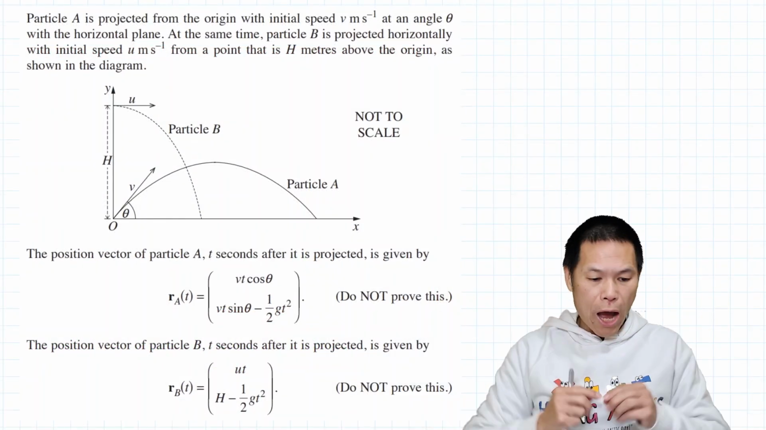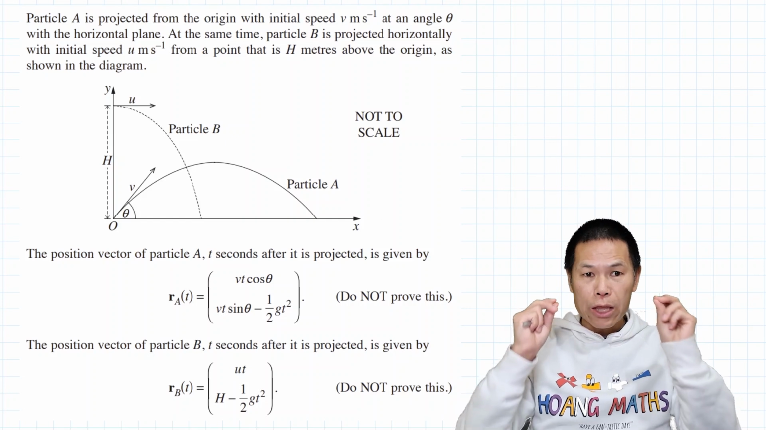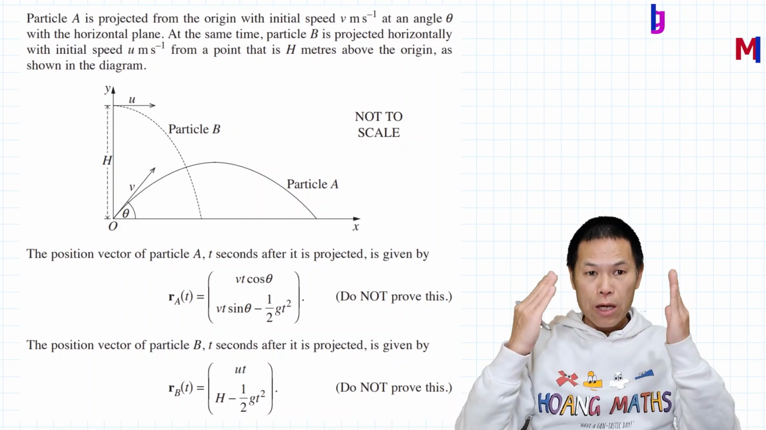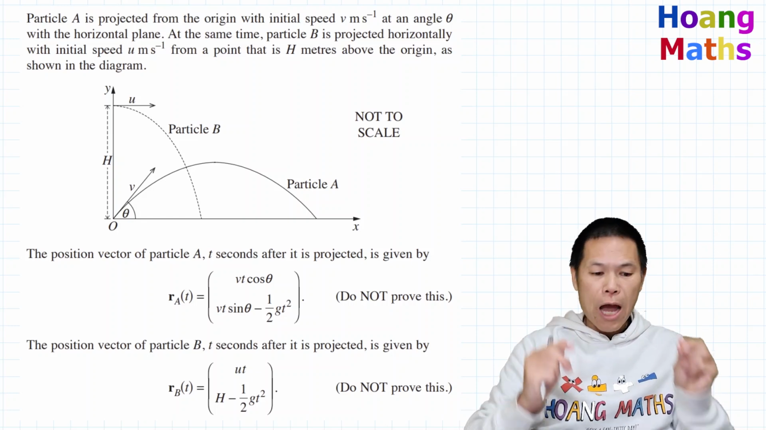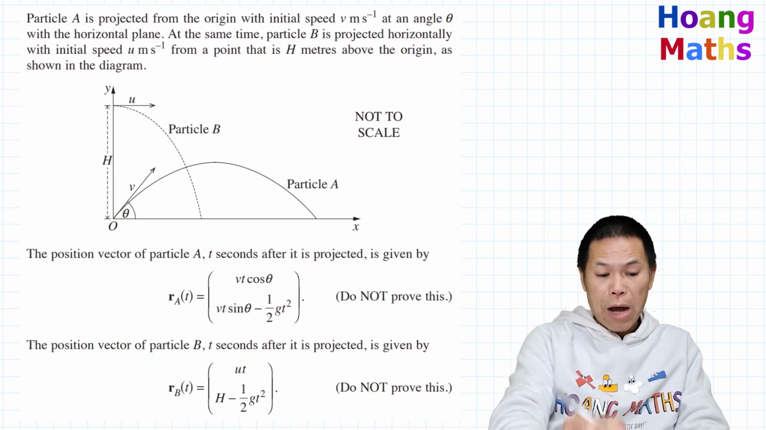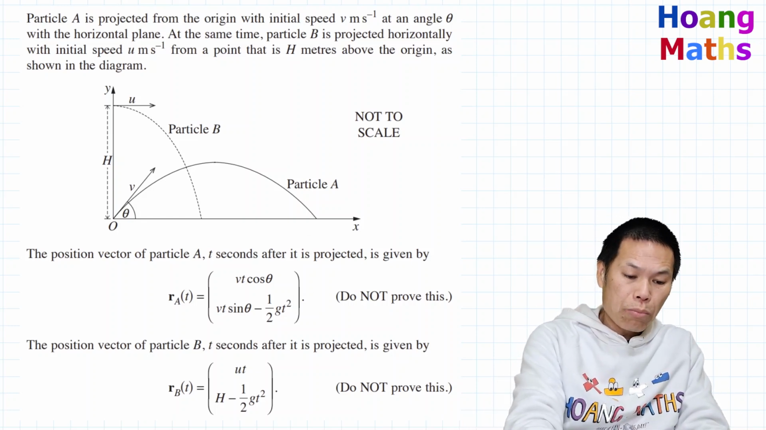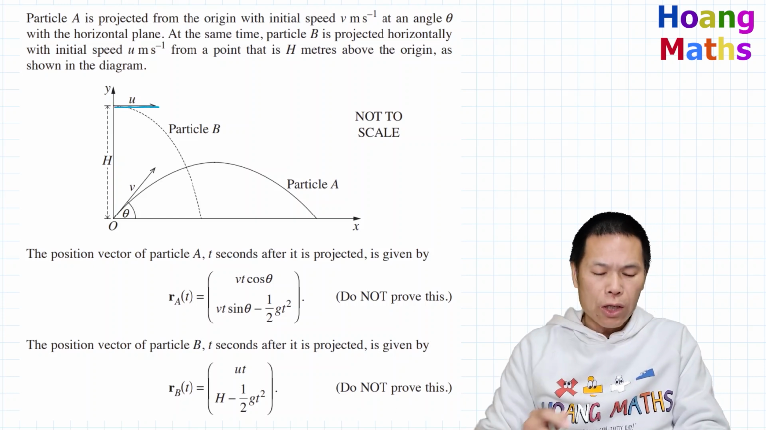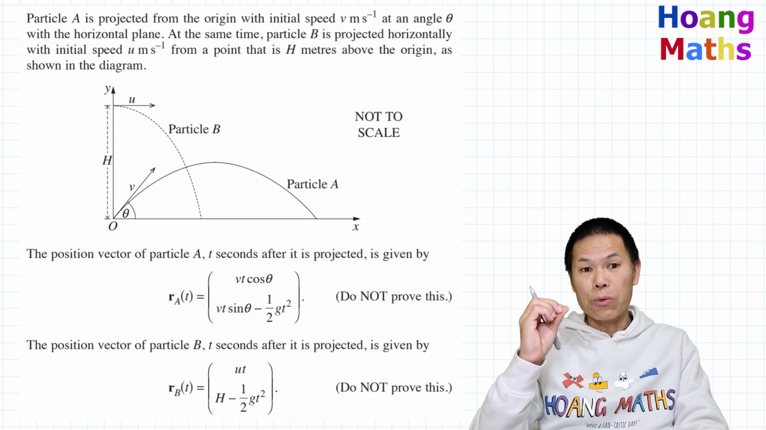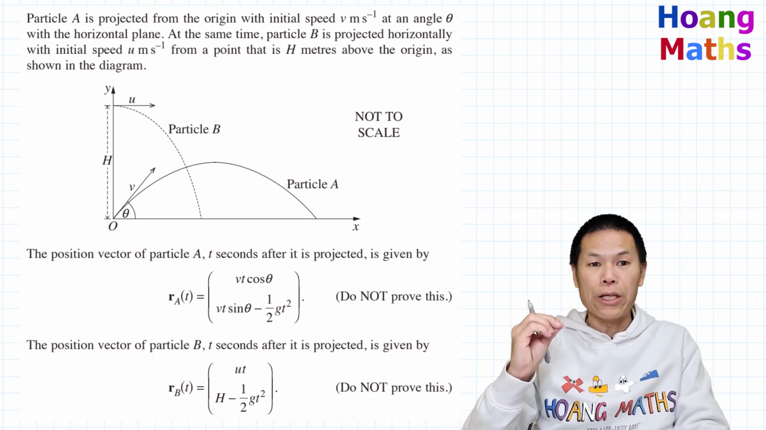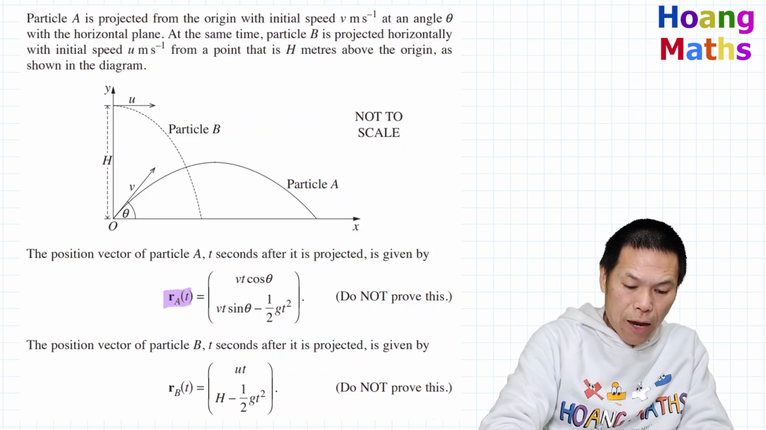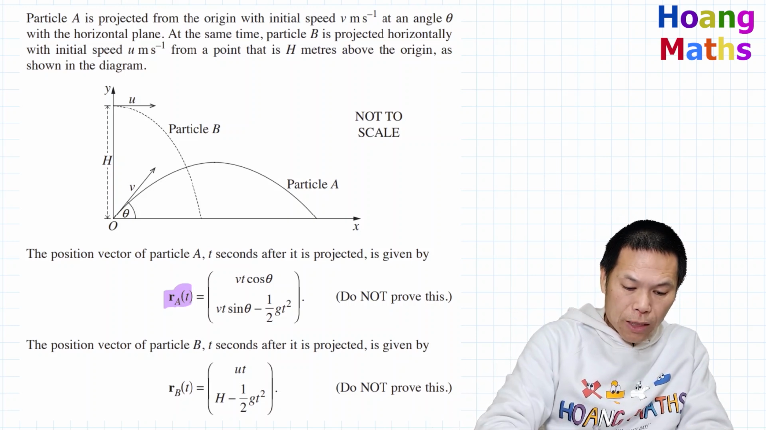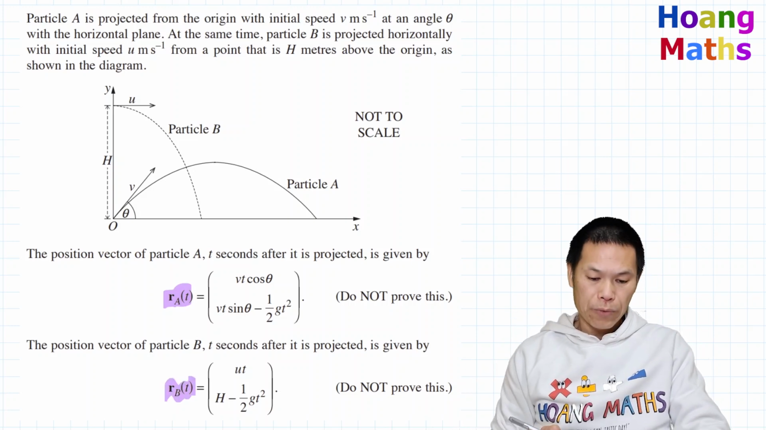We have a particle A that is projected at the origin with the angle theta and the velocity of v. At the same time, we have another particle, particle B, projected horizontally with initial velocity of u at the height of h. The position vector of A is given, as are the position vectors of particle B.